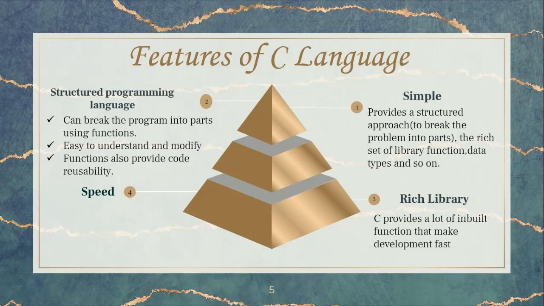The next, rich library. There is a big list of libraries in C, from string.h to conio.h and others. C provides a lot of inbuilt functions that make development fast. So if we have math.h and we require a function for computing log, log is already available in C language. And the last feature is speed. It means the compilation and execution times are fast since there are fewer inbuilt functions. That's all for features of C language.